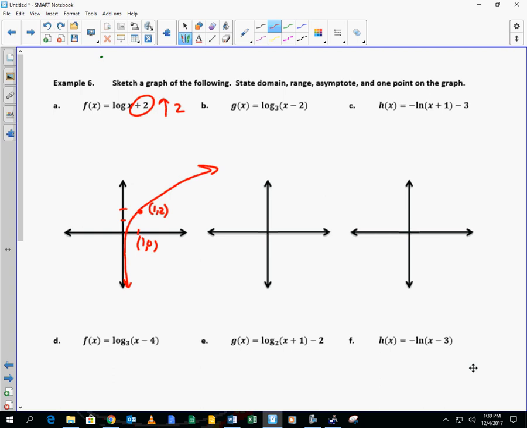Yep. So what's the domain? 0 to infinity. What's the range? And then it has a vertical asymptote of x is equal to 0. How is letter B going to be different?